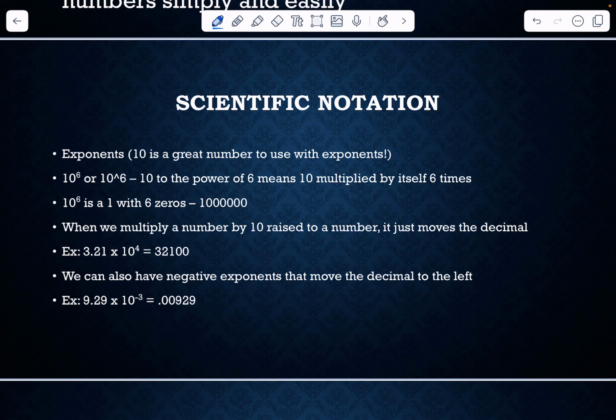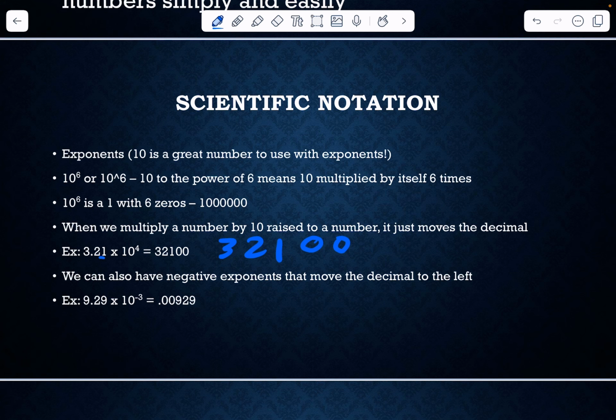When we multiply a number by 10 raised to a number, it just moves the decimal. So if we have 3.21 times 10 to the 4th, all we're going to do is take that 3.21 and move that decimal 4 spots to the right, and then we'll fill in some zeros. So 3.21 times 10 to the 4th is 32,100. Oh, my bad, 32,100, because it's a 1 right here.